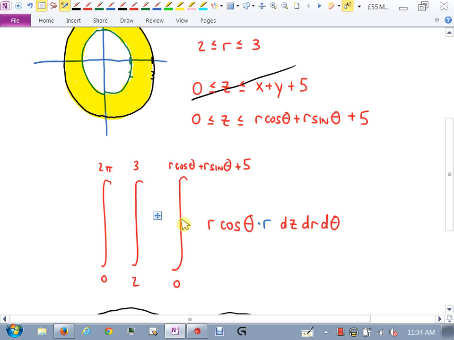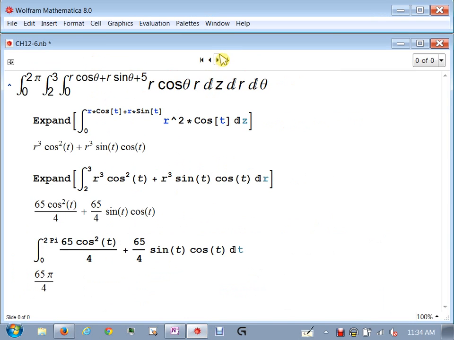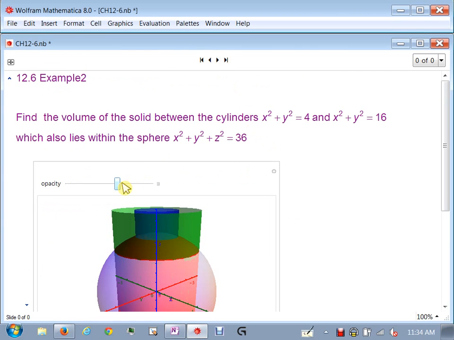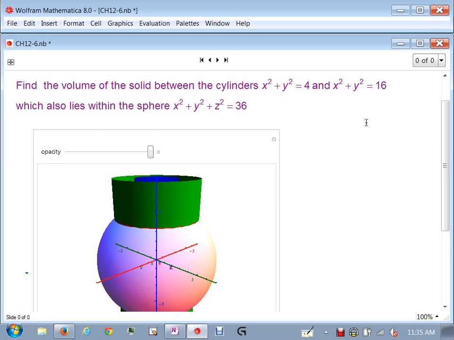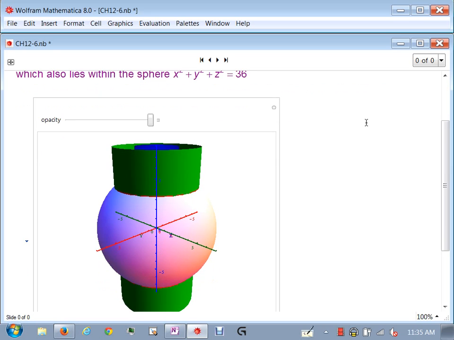Now this really opens up the types of integrals you can do, triple integrals, the types of regions you can handle, because now your shadows can be polar. Find the volume of the solid between the cylinders x squared plus y squared equals 4, x squared plus y squared equals 16, which also lies within the sphere x squared plus y squared plus z squared equals 36.